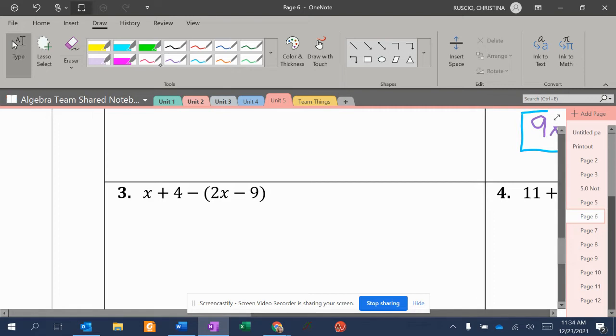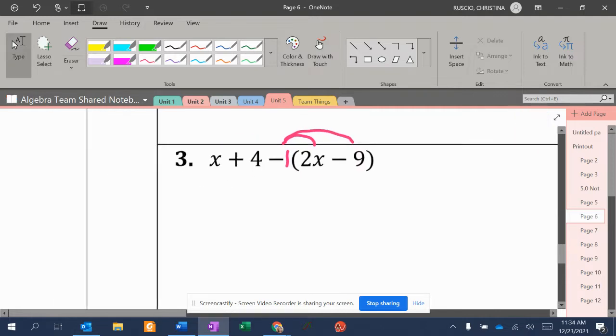All right, number 3. If you're thinking we need to distribute that negative 1, you're right on. I also like to put 1s in front of my x's. It just keeps me sane, and there's a 1 in front. Sometimes people think it's 0 if there's not a 1 there, and then forget to add it. Negative 1 times 2x is negative 2x. Negative 1 times negative 9 is positive 9.